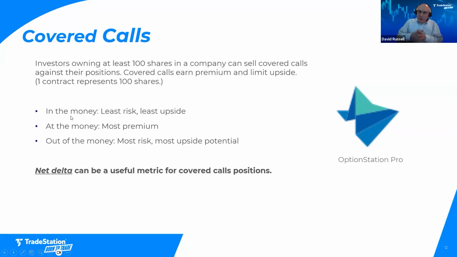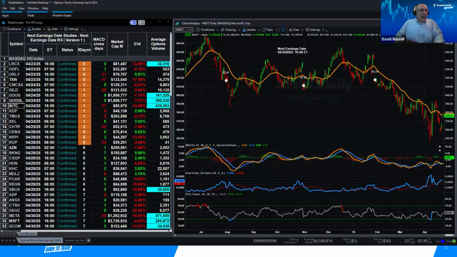There are 3 ways to structure covered calls. One is selling calls that are in the money, which has the least amount of risk, and then the least upside. You can sell them at the money, which collects the most premium relative to the actual stock itself. And then you can do out of the money, which has the most risk, but the most potential for upside. The way to think about this is by simply looking at the delta. Right now we have Microsoft at roughly $376.